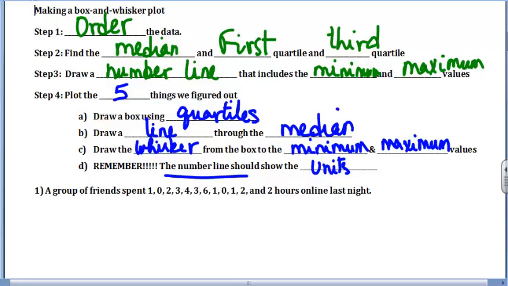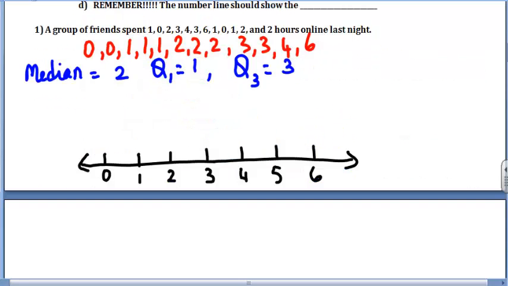Okay, let's go ahead and make a box and whisker plot. If you look, I already ordered the data. I did some steps here. I ordered the data, I figured out the median, I figured out Q1 and Q3. I didn't want to show it again because you know how to do it. Then I made the number line to include the minimum value and the maximum value. So I have the 0 and the 6 in the number line.